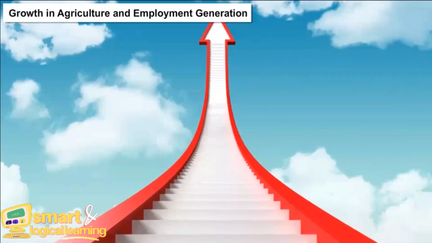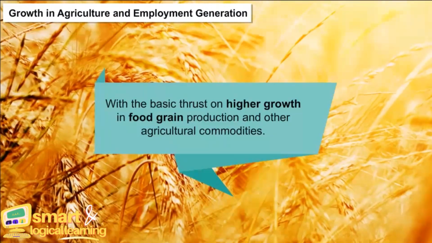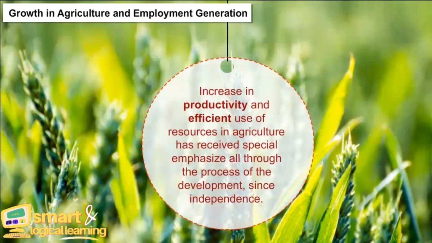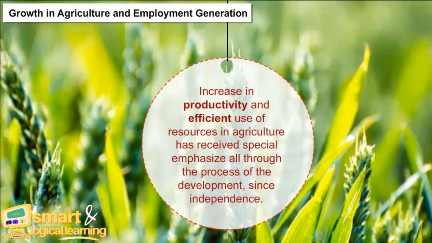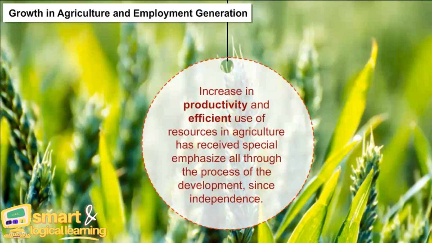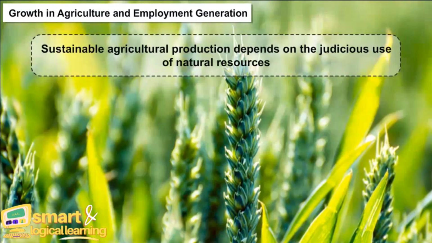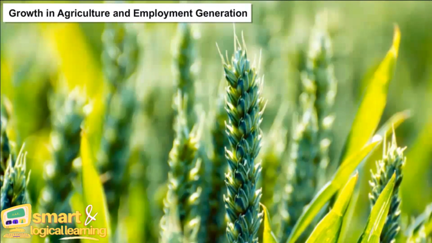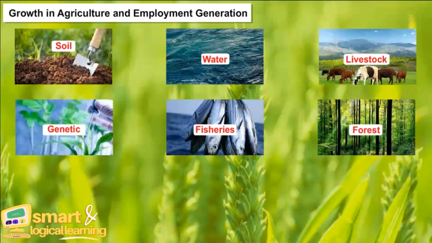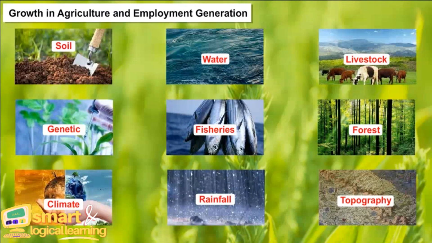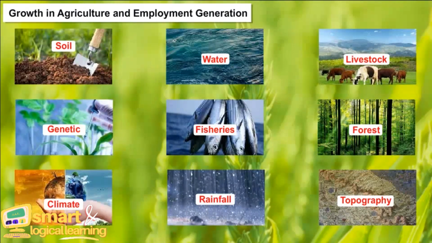Growth in agriculture and employment generation. With the basic thrust on higher growth in food grain production and other agricultural commodities, increase in productivity and efficient use of resources in agriculture has received special emphasis all through the process of development since independence. Sustainable agricultural production depends on the judicious use of natural resources, soil, water, livestock, plant genetic, fisheries, forest, climate, rainfall and topography, in an acceptable technology management under the prevailing socio-economic infrastructure.